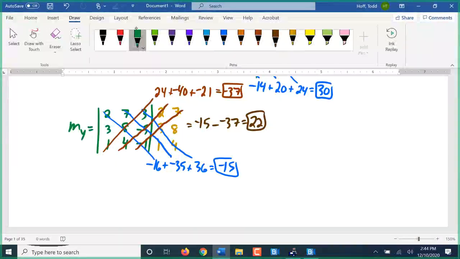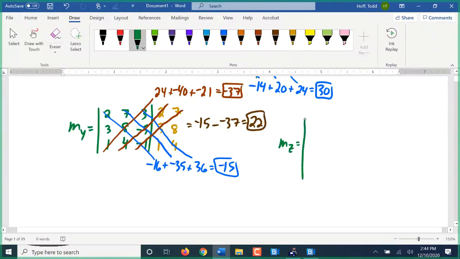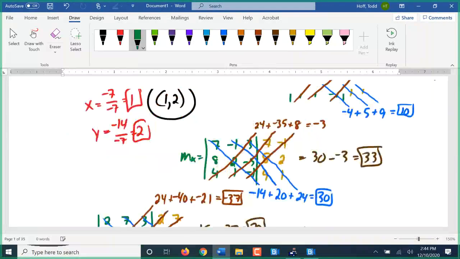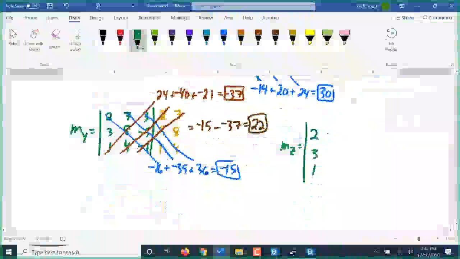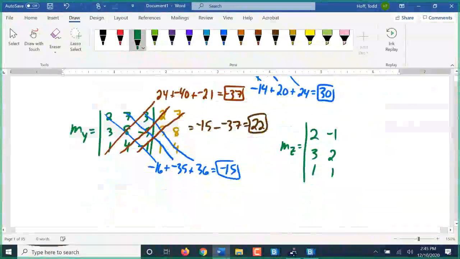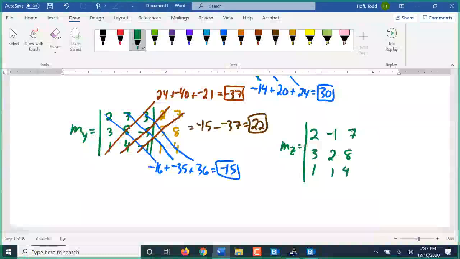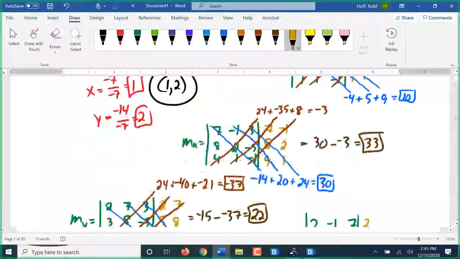And then let's do our Z matrix. We have our X's, 2, 3, 1, our Y's, which were negative 1, 2, 1, and our constants, 7, 8, 4. Recopy the first two columns. I did something backwards there, didn't I? Oh, 2, 3, 1 is right.